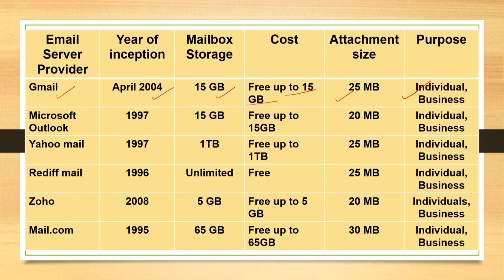and businesses. Another email server provider is Microsoft Outlook. The year of inception of Microsoft Outlook was 1997 and it has the same mailbox storage as Gmail, that is 15 GB, free up to 15 GB, but it provides less space for attachments, that is 20 MB, and it is used by individuals and businesses. All of these mail servers are what? These are used by individuals and for business purposes.